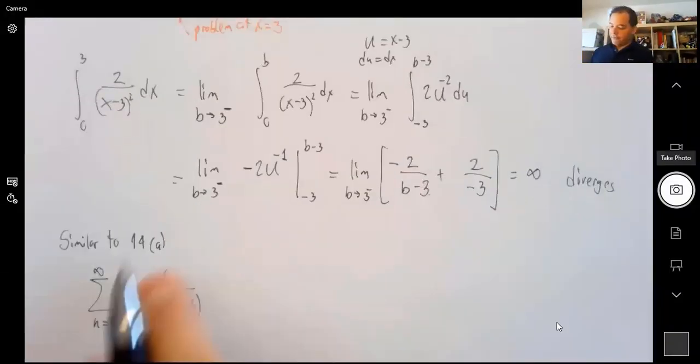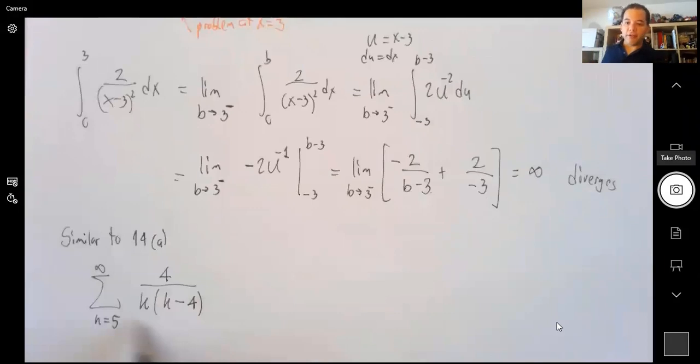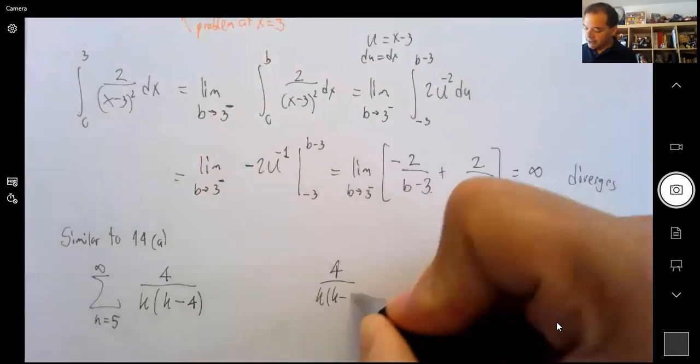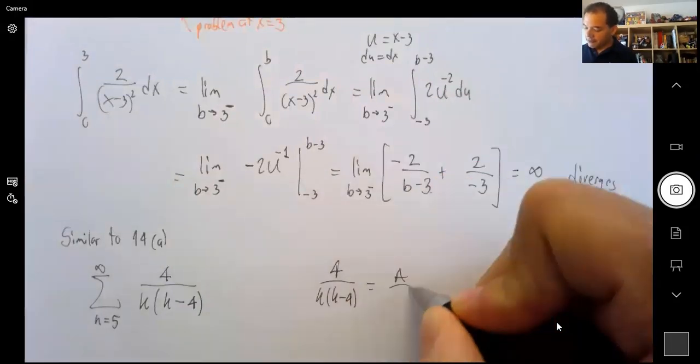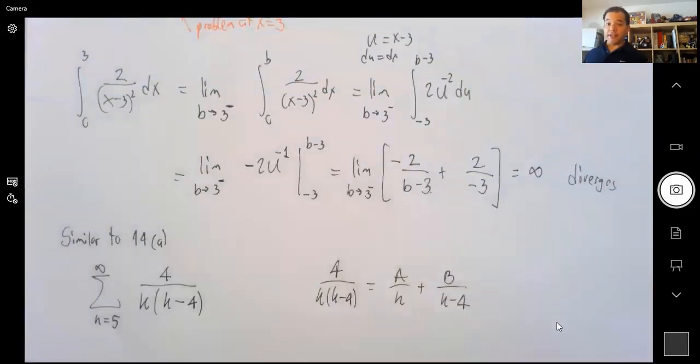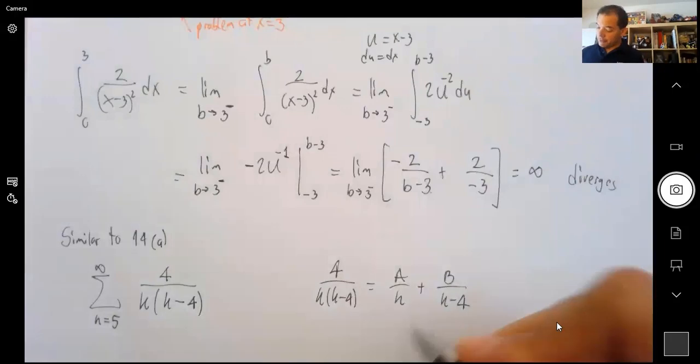Okay, so first you need to try to find out if it's a telescopic sum or not. And to do that, you may want to use what you know about partial fractions, right? So the idea is you want to write these as a over k plus b over k minus 4. So it's a little bit like partial fractions, only it's discrete, right? But you do it the same way.